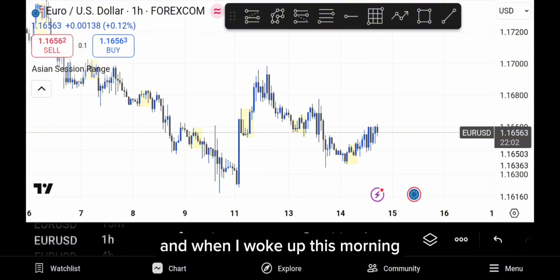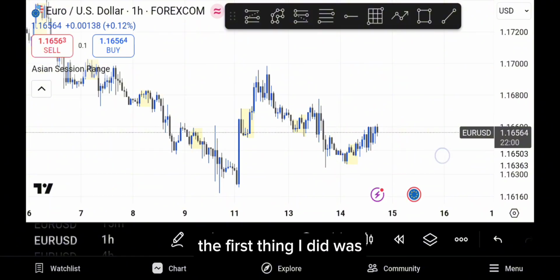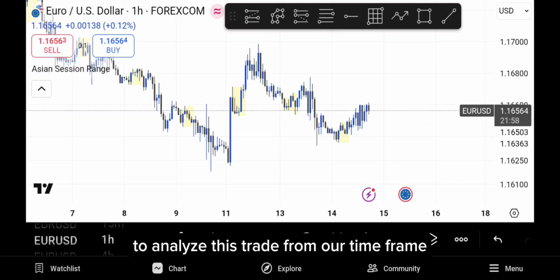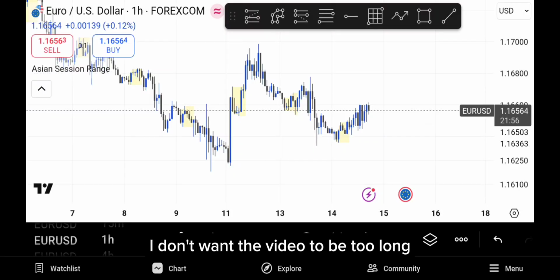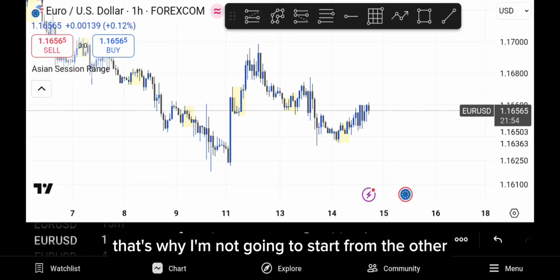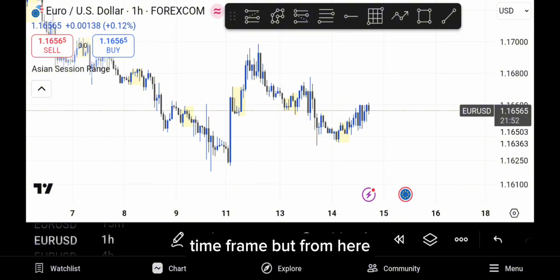When I woke up this morning, the first thing I did was to analyze this trade from the higher time frame. I don't want the video to be too long, that's why I'm not going to start from the higher time frame. But from here, you're going to understand all I did before I entered my trade today.